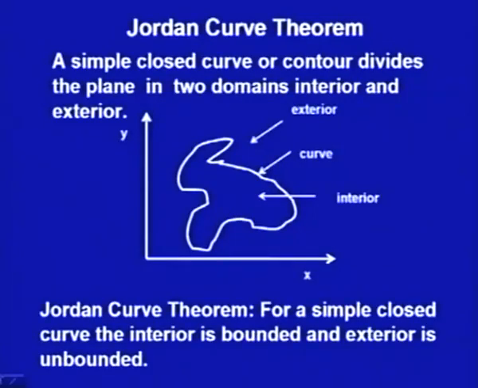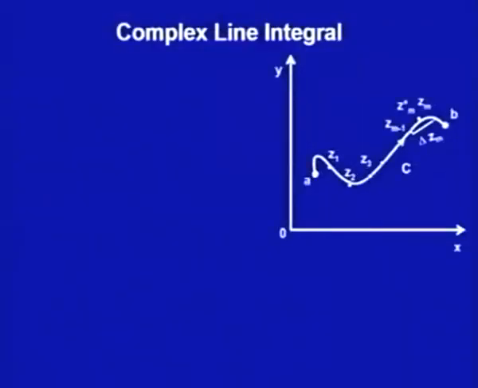Now let us move to contour integration, or come to the integral of a complex function of a complex variable. We will define it along the path, and we will call it the complex line integral. So let us define the complex line integral. Let us say we have a curve from A to B, along which a function f of z, where z is a complex variable, is defined. We want the integral along this curve.